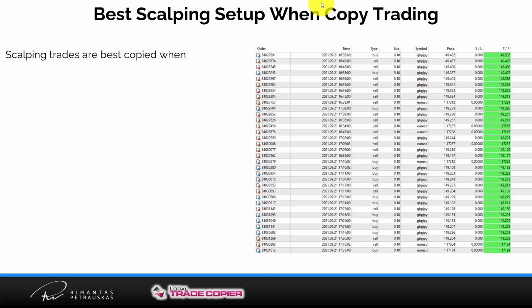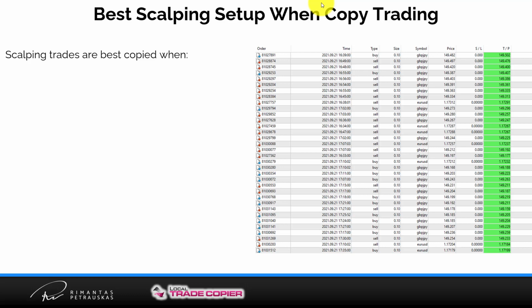I know a lot of people trying to copy scalping trades, and then they get into all sorts of issues. What we notice is that most of the time people just don't know how to set this up right. For us, it's really obvious things, but I understand that when someone just gets into trade copying, you just don't know everything. So I'm here to explain this, and I want to show you the best scalping setup when copy trading.